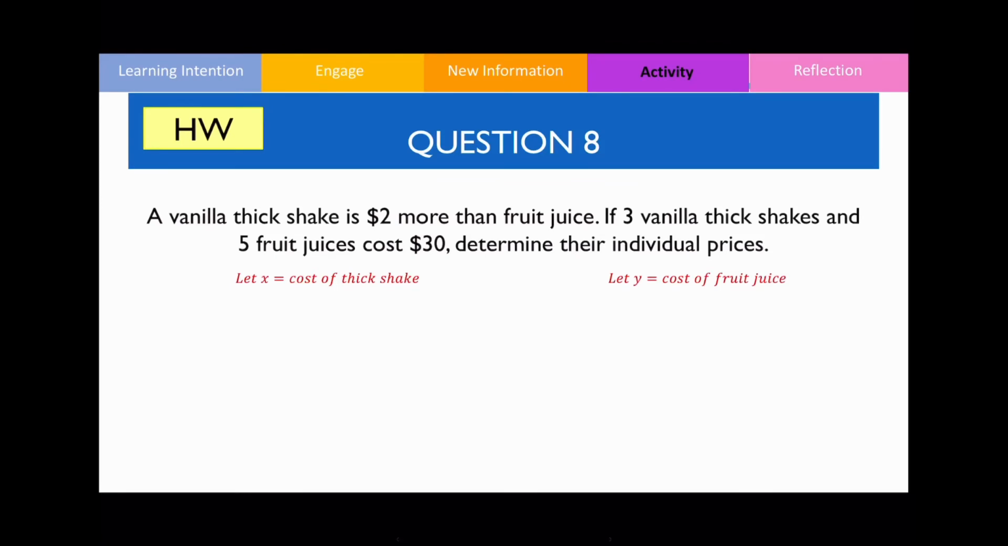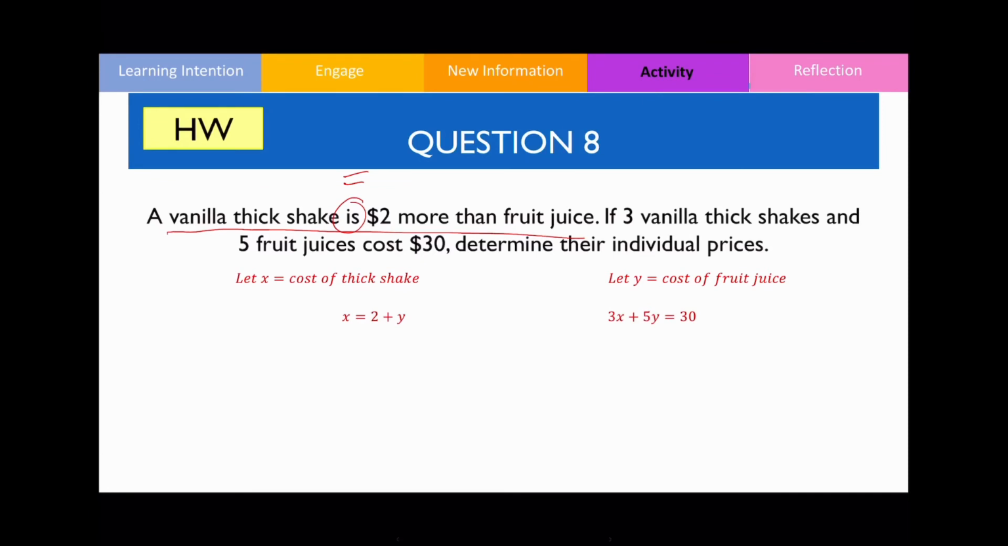Let y be the cost of the fruit shake. And this over here gives you the first equation. So your vanilla shake, so it's going to be x equals, because that over here implies an equal sign, 2 plus y in this case over here. Your next one is going to be 3x plus 5y is equal to $30.